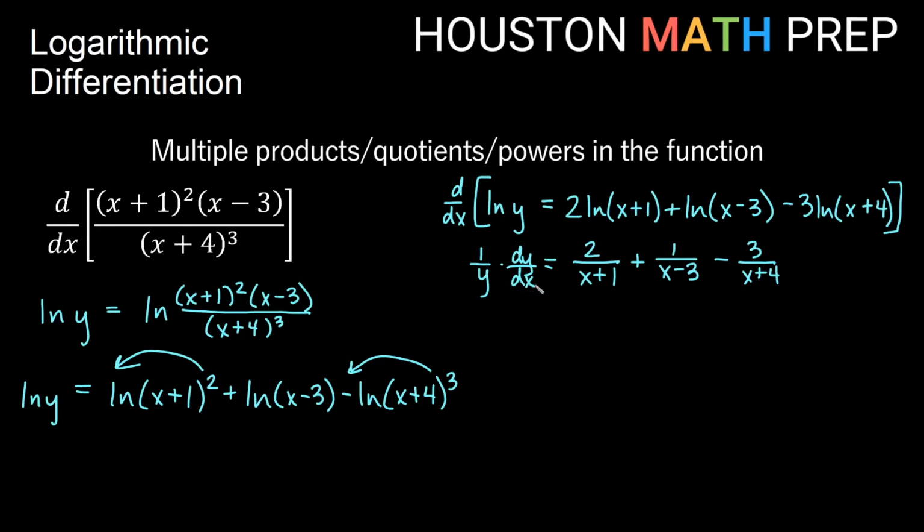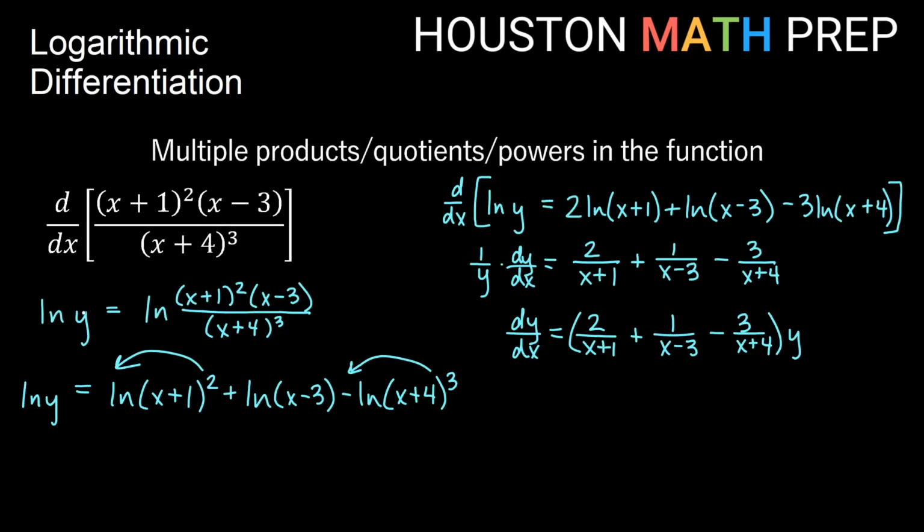Now if I want to get this derivative term by itself, then I just go ahead and multiply everything by y, right? So I will get dy dx is equal to 2 over x plus 1 over x minus 3 minus 3 over x plus 4, and all of that is going to be times y. And so we're almost finished. We really are finished, but I think it's nicer to say what we had before.